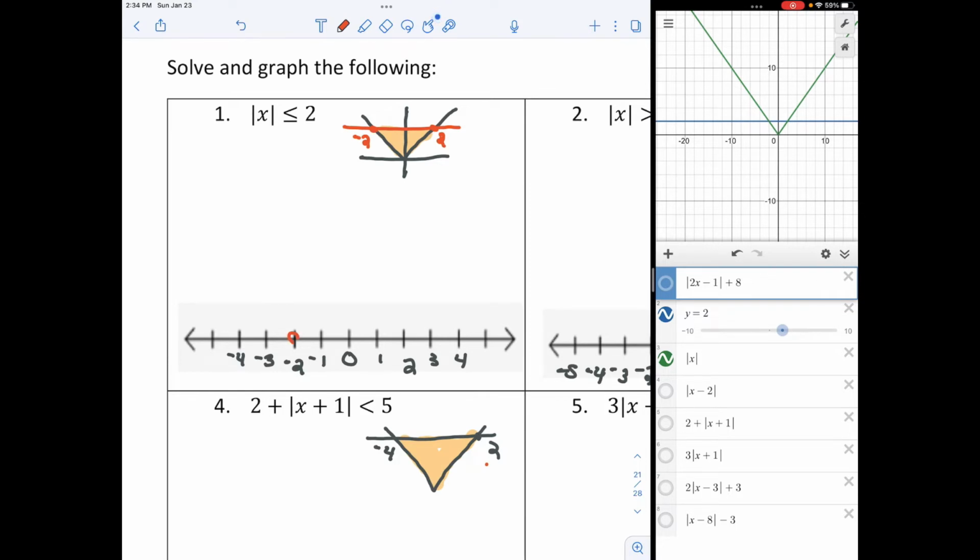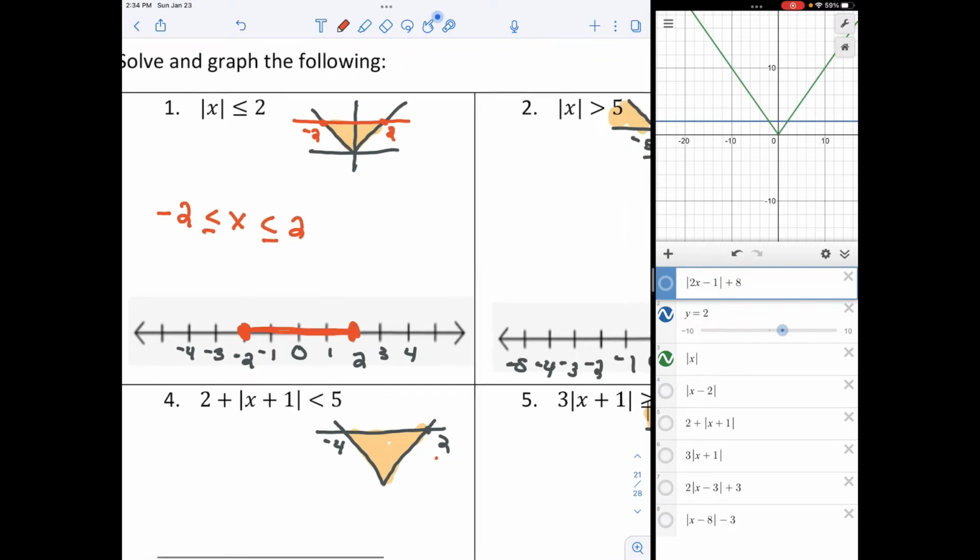So I'm going to graph between, now this is less than or equal to, so I have a closed circle, shaded in between. And I would write my solution as -2 is less than or equal to x is less than or equal to 2.